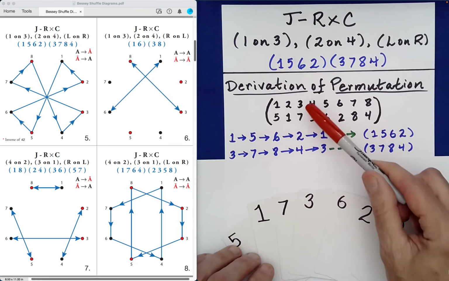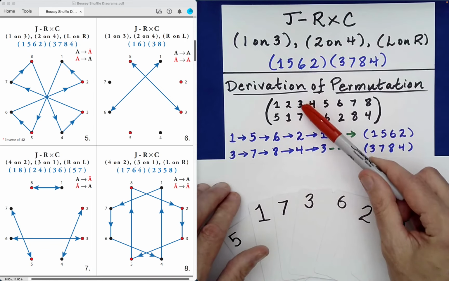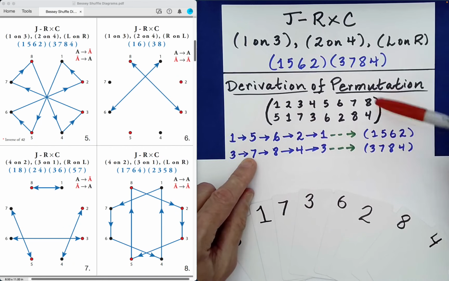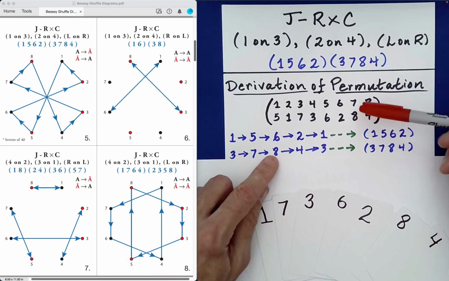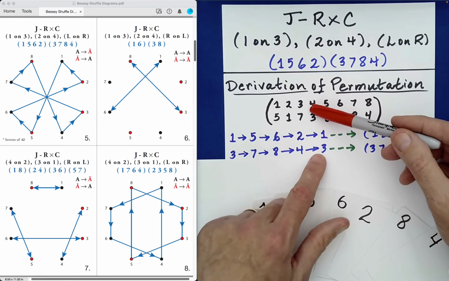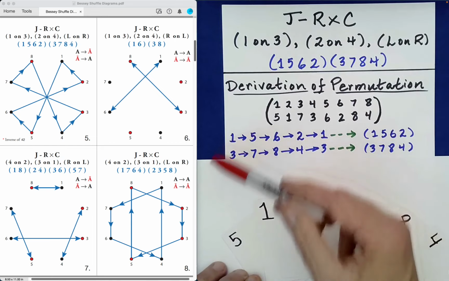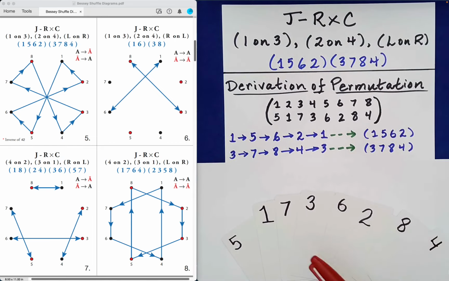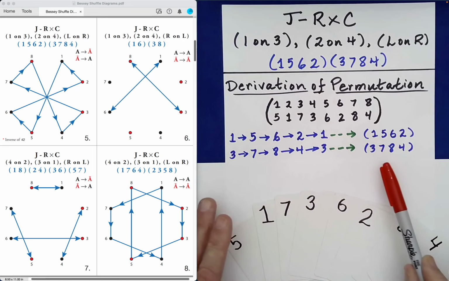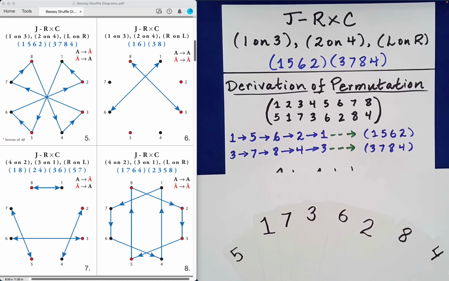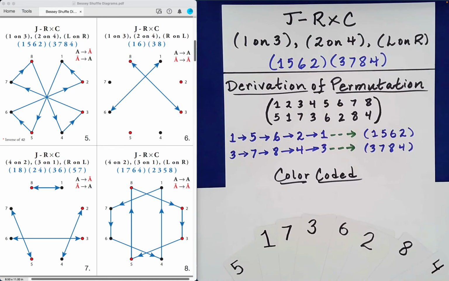Now for the remaining values, we get the following. If we begin at 3, 3 goes to 7, so we have an arrow there. Where does 7 go? 7 goes to 8, 8 goes to 4, and then 4 goes to 3, which wraps around, so that closes that cycle. So we can compress all of that information into this set of symbols right here. So 3, 7, 8, 4. Now color-coded, we obtain the following.